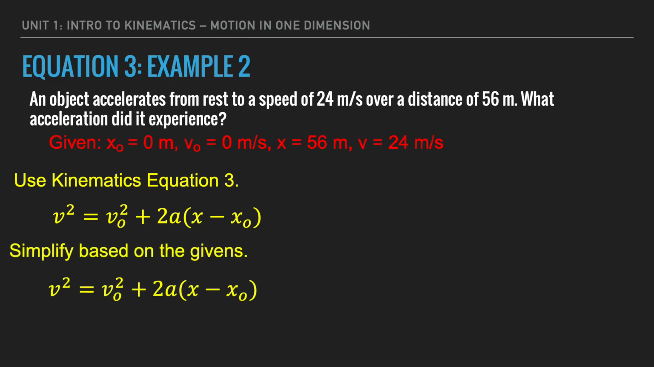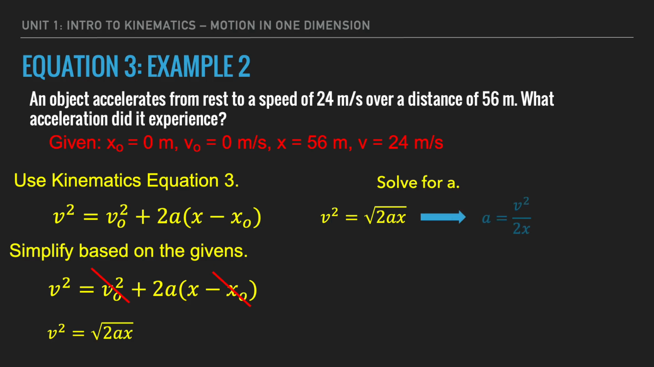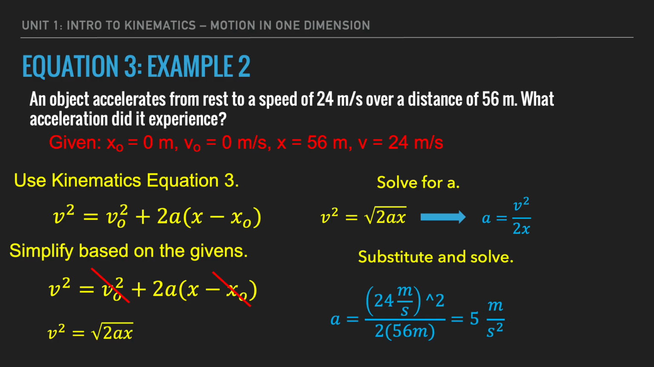Simplify based on the givens, so the v naught term goes away and then the x naught term goes away, leaving me with v squared equals 2ax. We're solving for a. When I solve for this, once again, make sure we understand where all of the terms go. Substitute and solve. We should get about 5 meters per second squared.